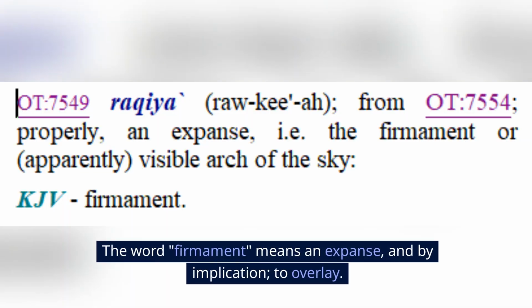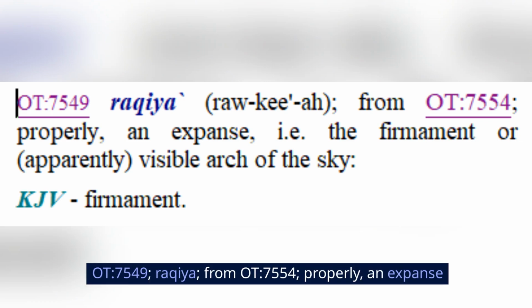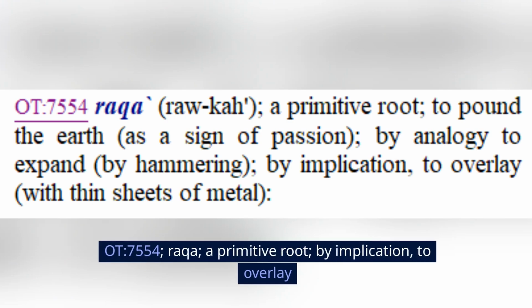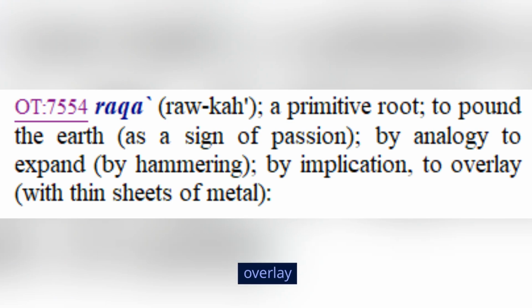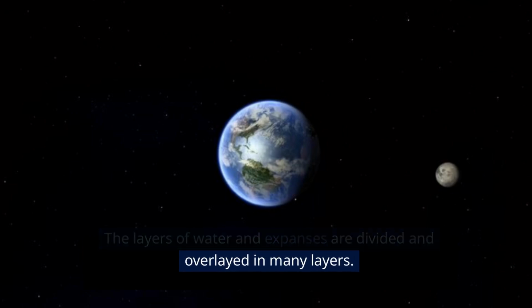The word firmament means an expanse, and by implication, to overlay. OT 749 rakia, from OT 754, properly an expanse. OT 754 raka, a primitive root, by implication, to overlay. The layers of water and expanses are divided and overlaid in many layers.